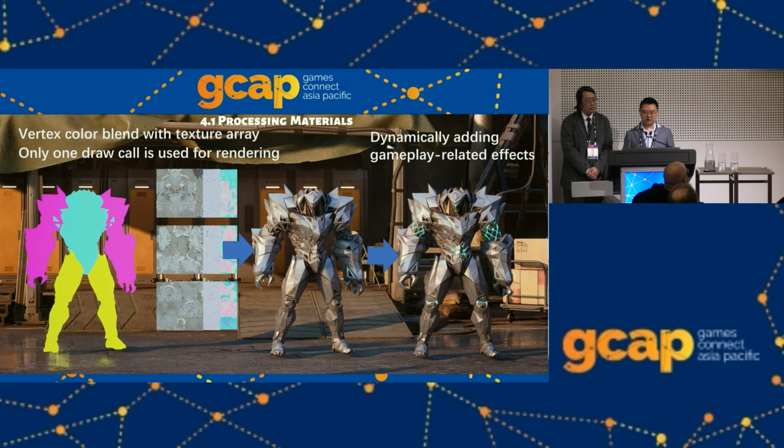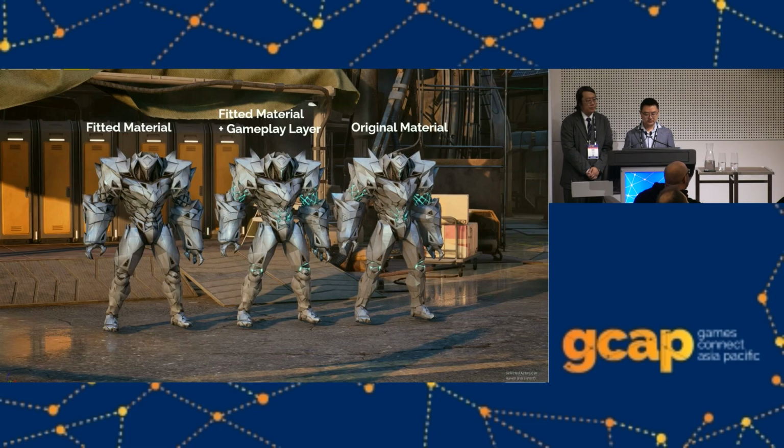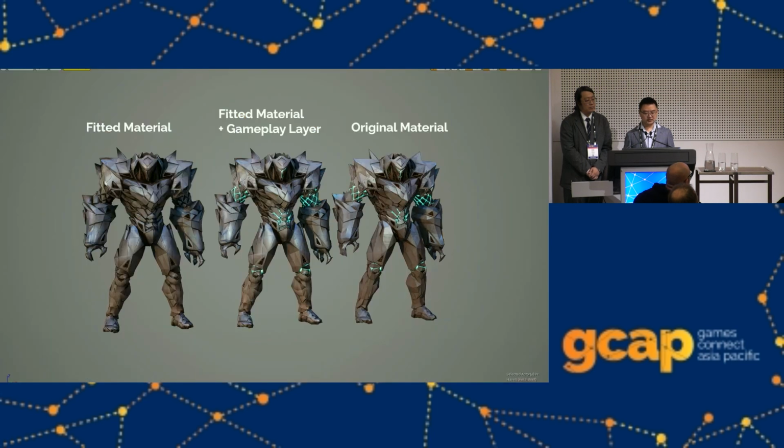Additionally, to achieve the gameplay required effects, gameplay effects are overlaid on the upper layer. These are the comparison appearances after our fitting process. The left side shows the fitted appearance without overlaying gameplay. The middle shows the fitted appearance with overlaying gameplay. The right side shows the original appearance. Only the static image of the master is shown, with the gameplay effect overlaid.